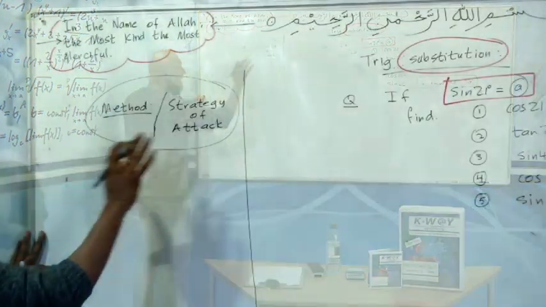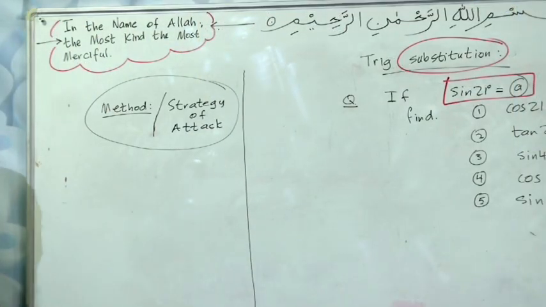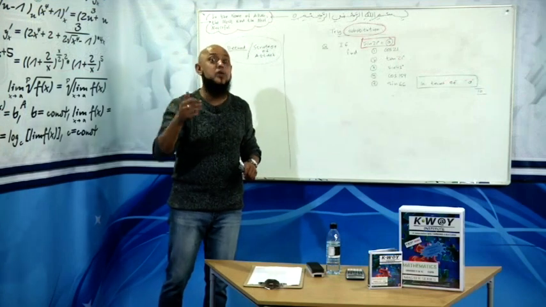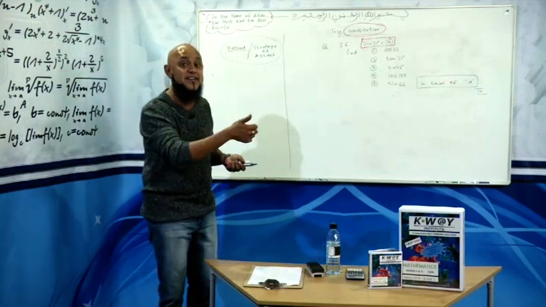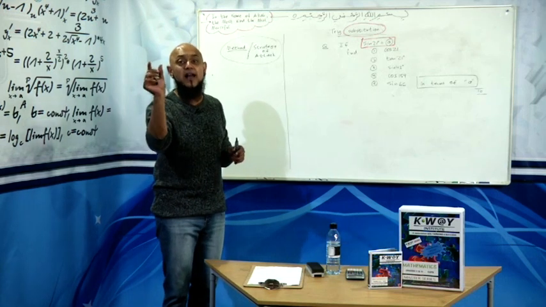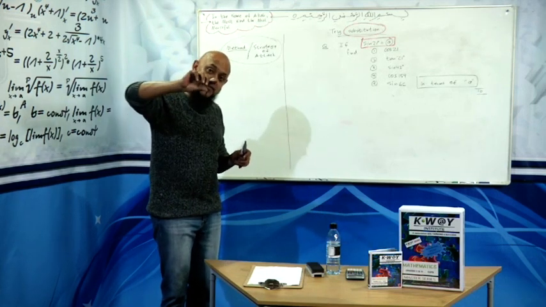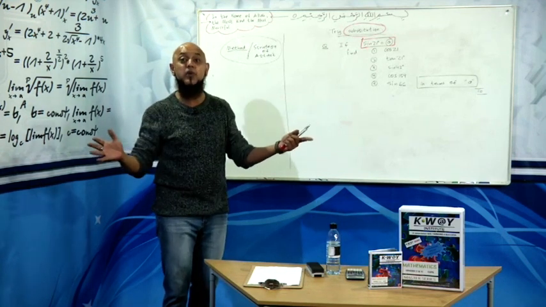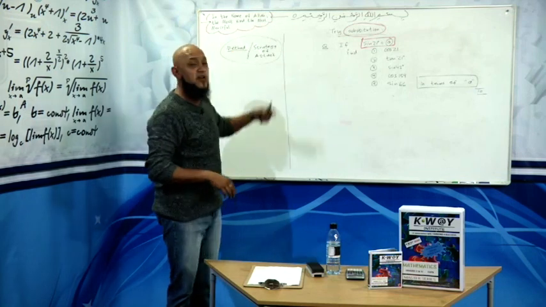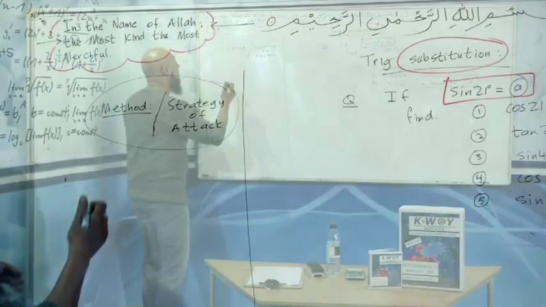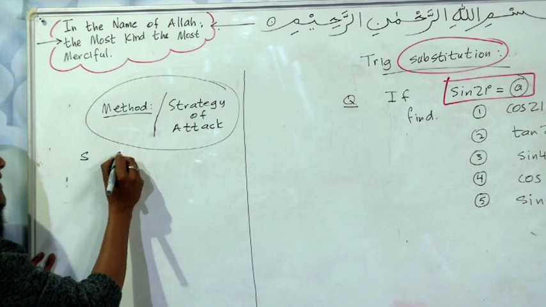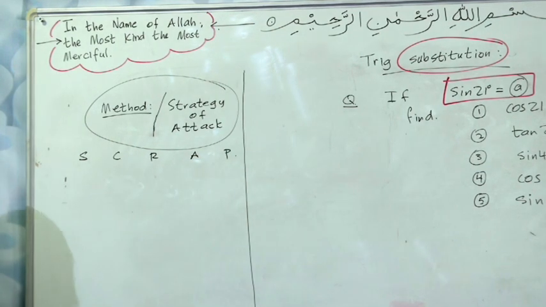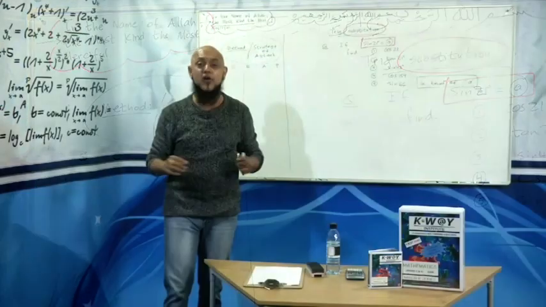Whenever we see this, I'm going to give you an acronym, like I gave you an acronym for solving identities. I told you Ali does identities. What does Ali stand for? AL: step number 1, algebra. Step number 2, identity. So do your algebra, look for your identity, and the problem will work itself out. The method or strategy of attack for this one is called SCRAP. S-C-R-A-P.